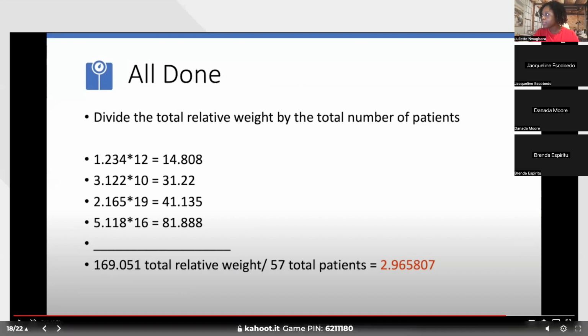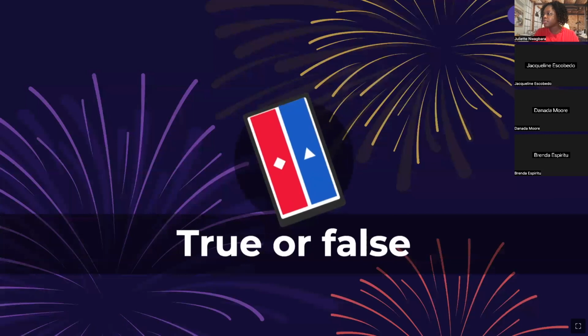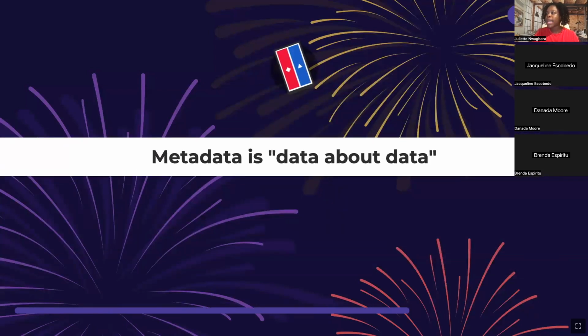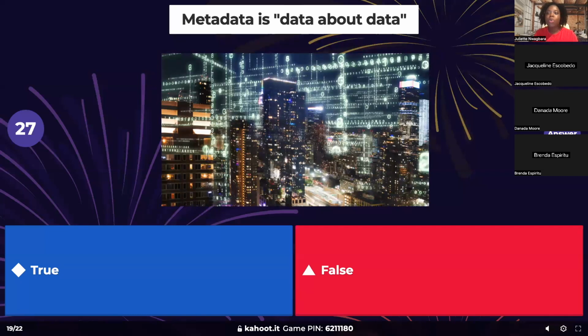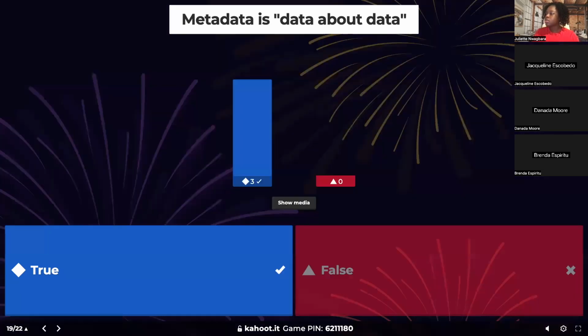Okay, let's move on to the next question. True or false? Metadata is data about data. Is that true or false? You guys are quick. Yes, that is true. Happy you guys know that. Perfect. And some examples of data about data, even just the time that the doctor signed the patient note, for example, the medical chart is an example of metadata, data about data.